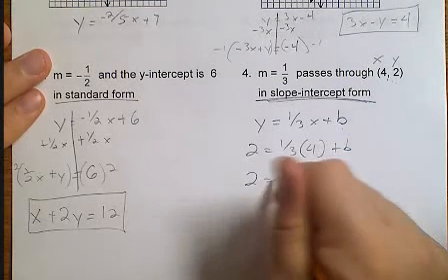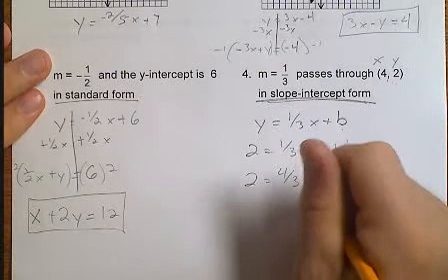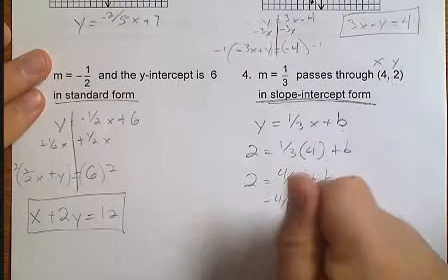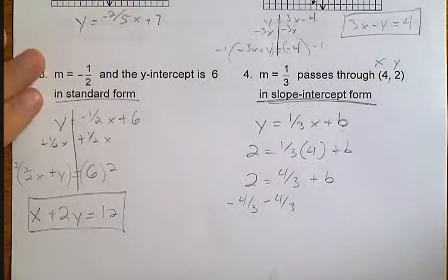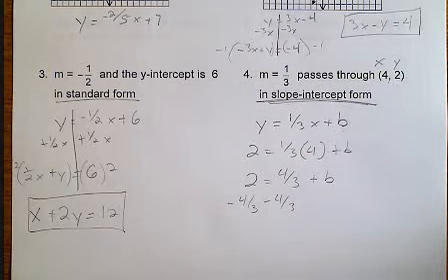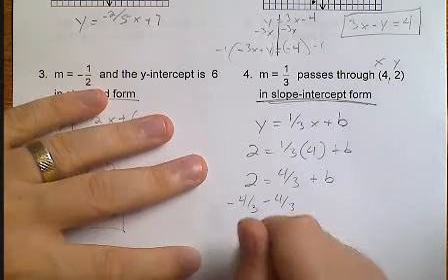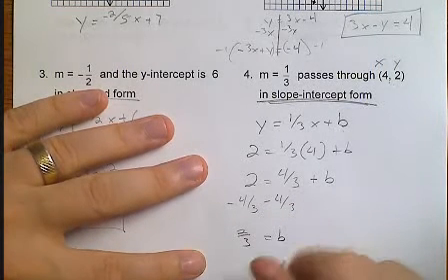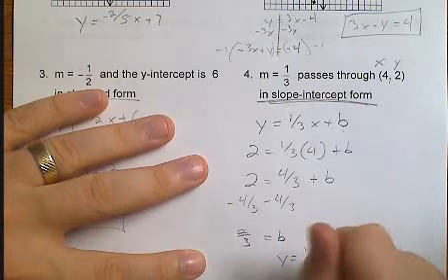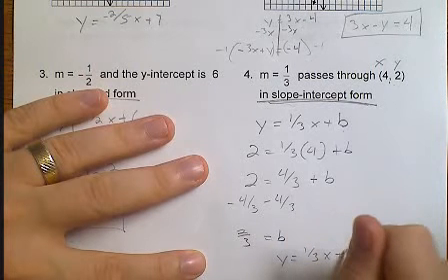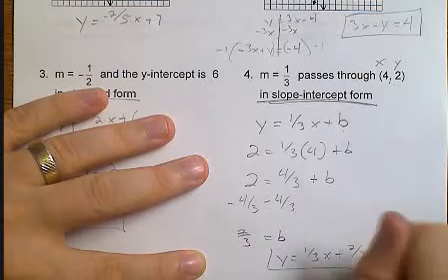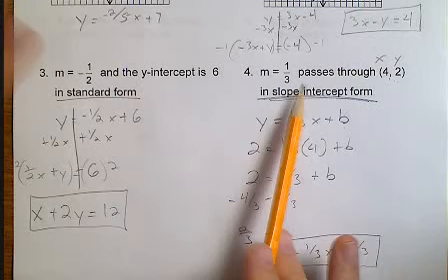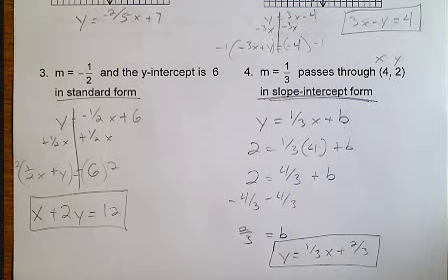2 equals 4/3 plus b. We subtract 4/3. And 2 would be 6/3. So 6/3 minus 4/3 is 2/3. So that's what b is. And now I know my equation. y equals 1/3 x plus 2/3. We wanted it in slope-intercept form, and it is in slope-intercept form.